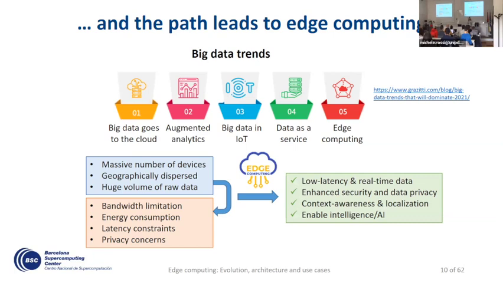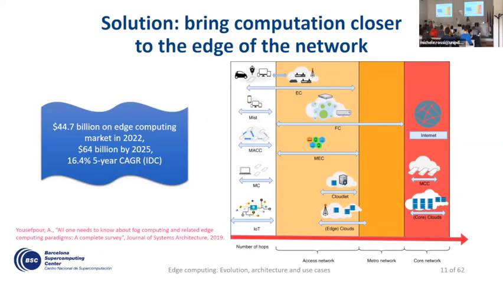Sometimes it can offer context awareness and localization because it's closer to the data sources. You can have local solutions, and it can enable intelligence and more complex applications. Another thing I wanted to mention is that there are many terms that are very similar. You have edge computing, you have fog, you have MEC. So what are all these different terms?